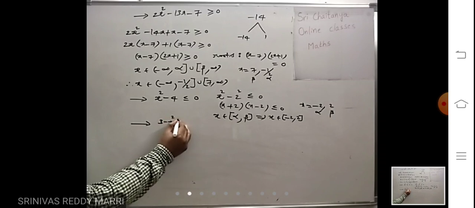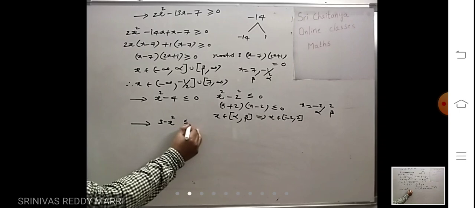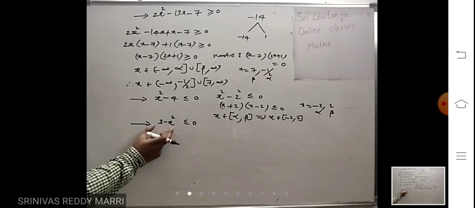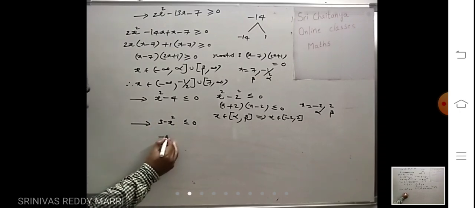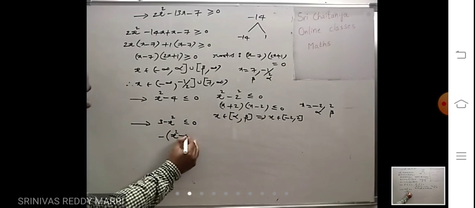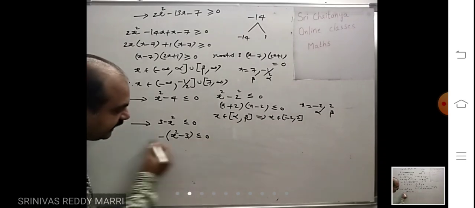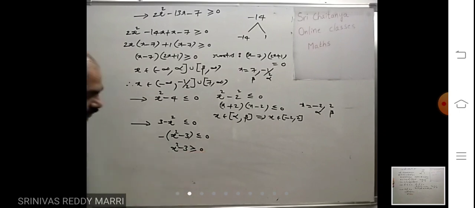Suppose another example. 3 minus x square less than or equal to 0. Suppose let us take this one. Now look here. X square coefficient is what? Minus. First you make it positive. If you want to use the formula, the coefficient of x square must be positive. So x square minus 3. I have taken minus common. Therefore, multiply with minus 1. You will get x square minus 3 greater than or equal to 0.